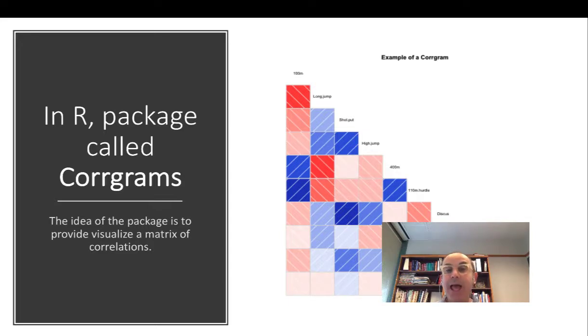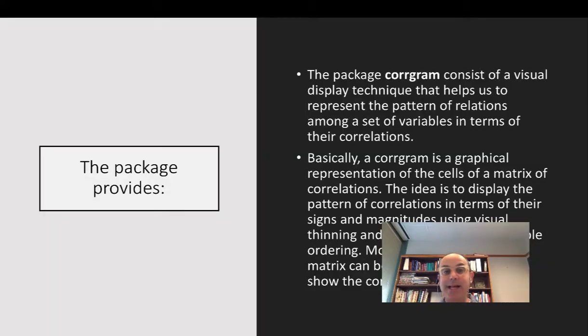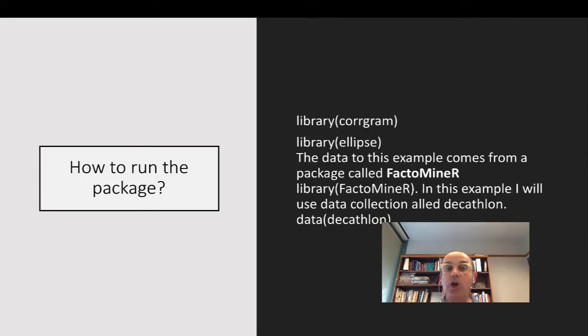So back to R, and back to what we started last time with the package called corrgram. In this case, the idea of the package is to visualize a matrix of correlation. And so this is an example. The package provides techniques and also the ability to represent variables in terms of correlation, basically the idea of representation with a matrix. The cells of the matrix are shaded or colored to show the correlation values. So in the library, how do we do that? How do we run it?